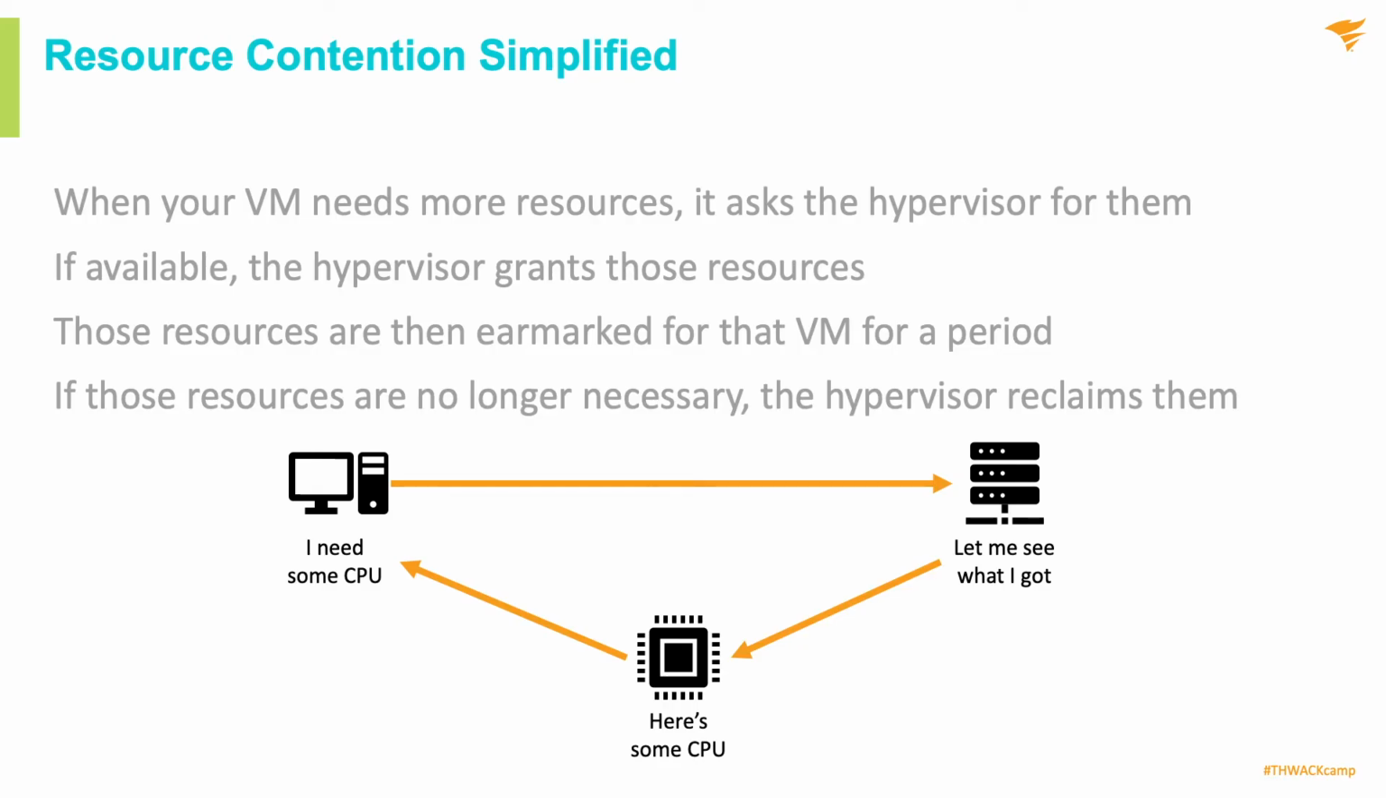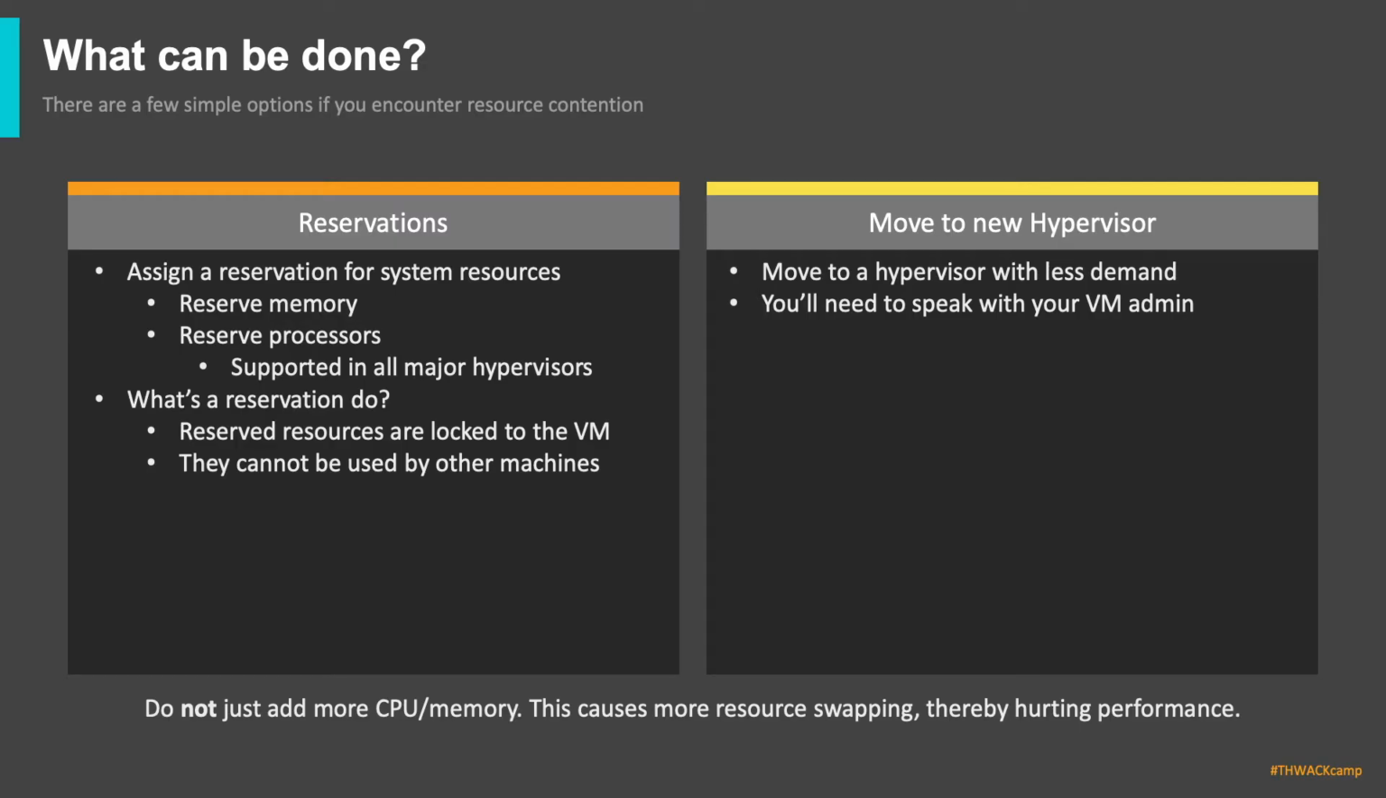And so in cases like this, what we would normally recommend is to reserve resources that can be utilized specifically for SolarWinds, instead of having it just request more memory and CPU when the VM needs it. If you can reserve the CPU, it'll be a lot better. That way it doesn't have to worry about contending with other VMs on the same infrastructure. If that still doesn't help, we might recommend moving to a new hypervisor, but that's going to require you talking to VM admins to get that move done.